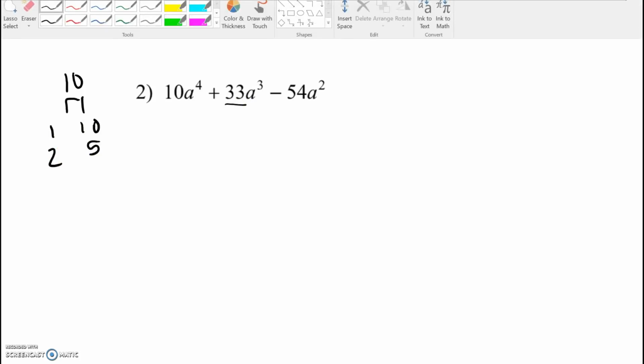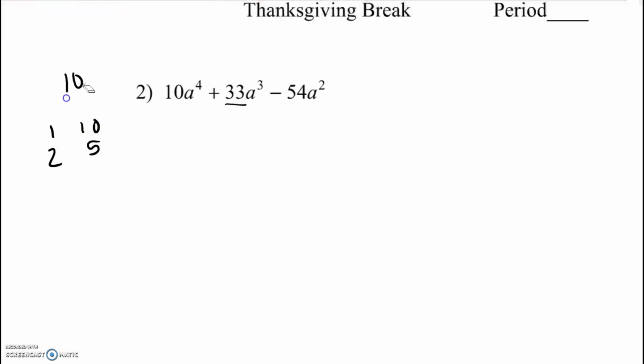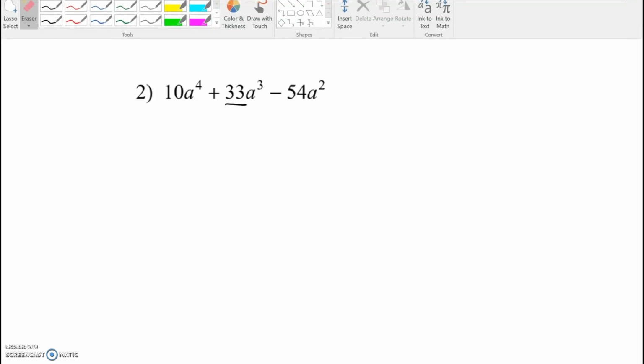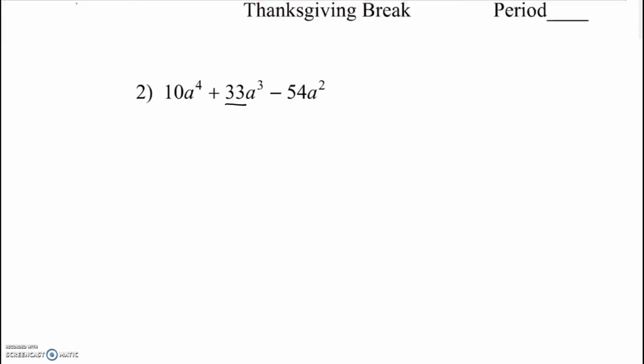I do notice that all of them have an a of some sort. So we have a to the 4th, a to the 3rd, and a to the 2nd. So I know that all of them have at least a to the 2nd. So that's actually what I'm going to take out. A to the 2nd.